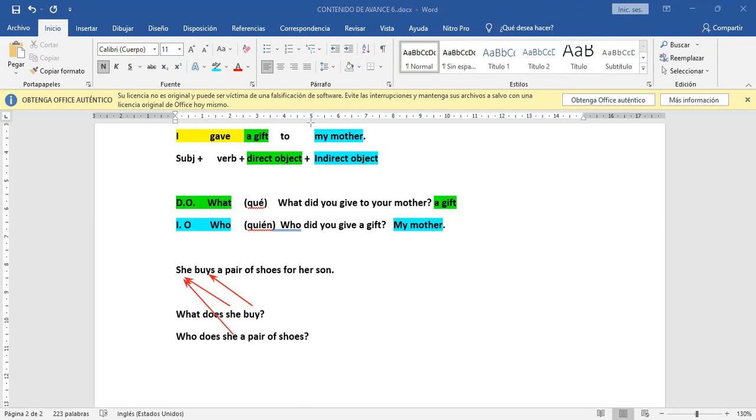Sorry, here the verb is missing. What does she buy? Or who does she buy a pair of shoes? Answer. A pair of shoes. Who does she buy a pair of shoes? So, for her son. For her son.